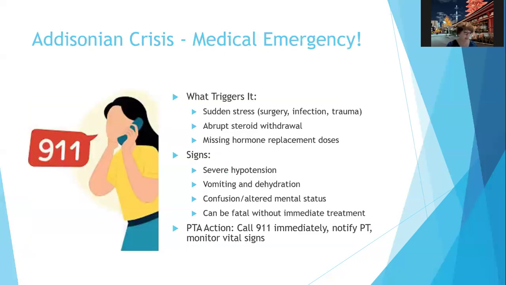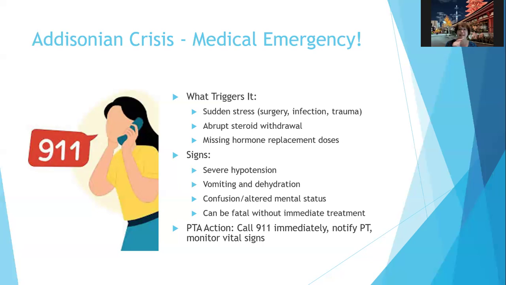So an Addisonian crisis is a medical emergency. There's a sudden drop in blood pressure. So a lot of times, people who are being treated with steroid medications, if the steroid medications are removed suddenly, there's not enough cortisol and the patient's blood pressure could drop dramatically. So the Addisonian crisis, like you suddenly don't have any cortisol. So it can be triggered by sudden stress, abrupt steroid withdrawal, or missing hormone replacement doses.